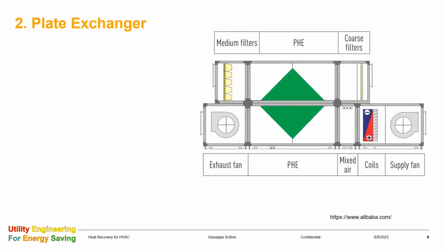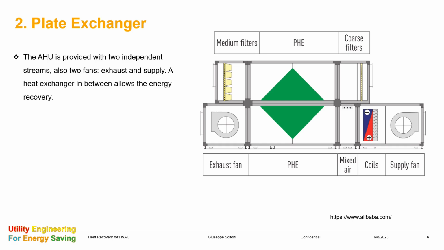The second way of heat recovery is by using a plate exchanger in between supply and exhaust air streams. The air handler looks like in the picture. The outside air, after the filter, enters the exchanger where it is preheated or pre-cooled by means of the extract air. Then it goes into the coil and it is pushed to the ambient by the supply fan.